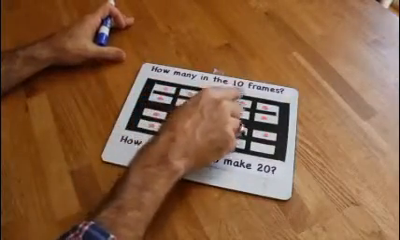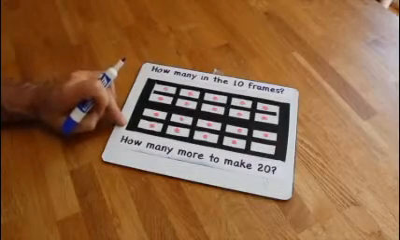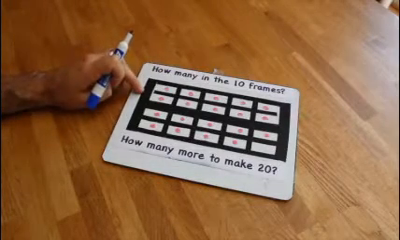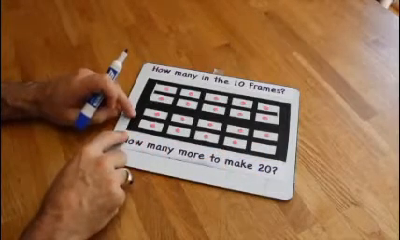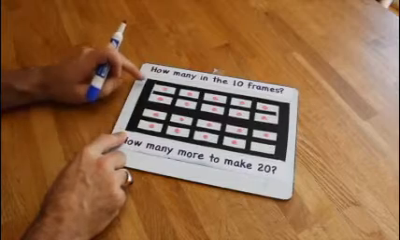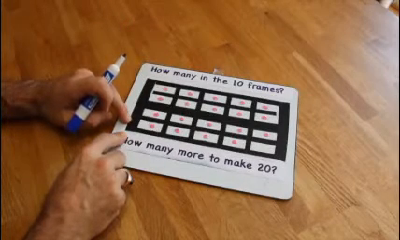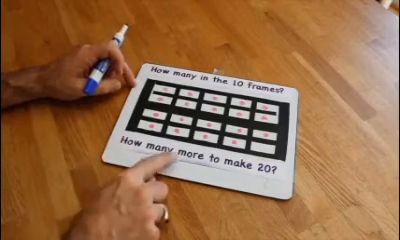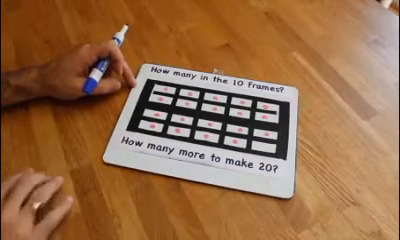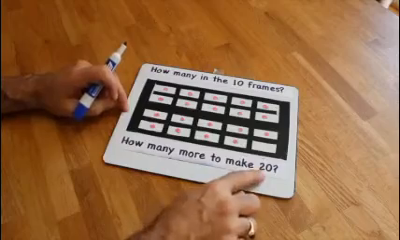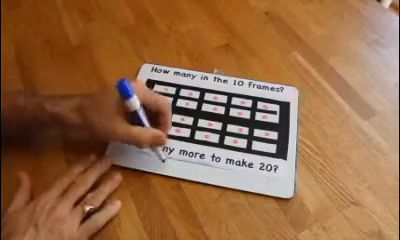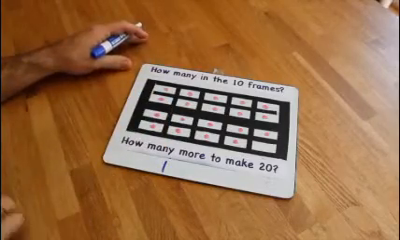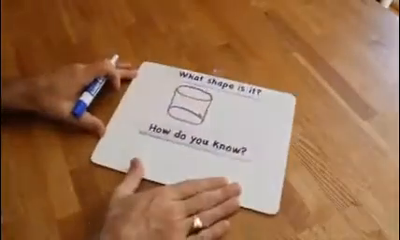How many in the 10 frames? Here's our two 10 frames. First one's full, that's 10. Second one is almost full. It needs one more, so 1 less than 10 is 9. 10 and 9 is 19. How many more to make 20? Remember 20 is 2 10s. 2 10s. So we need to fill them all up. We're missing 1. Straight line down. 1 is fun. That's the way to write a 1.